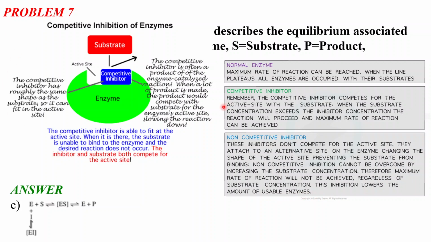Okay, so one way to attain the highest rate of the reaction in the presence of a competitive inhibitor is increasing the substrate concentration. If there is more substrate than inhibitor molecules, most of the active sites will be occupied by the substrate molecules itself, not the inhibitor molecules. So that is one way to attain the maximum rate in case of competitive inhibition, but it is not possible in case of non-competitive inhibition. So number 3 was the correct equilibrium associated with the competitive inhibitor.